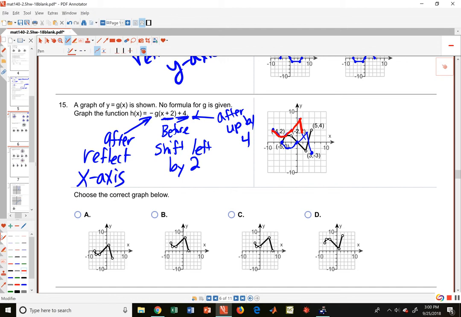I think our only choices are B, which is looking good. C is also looking good, but you got to be careful that you get the right one. C is not over far enough, so it's got to be B.